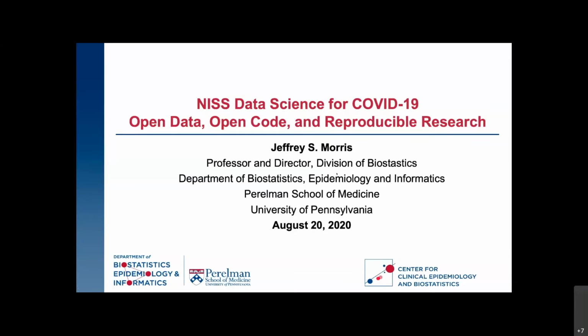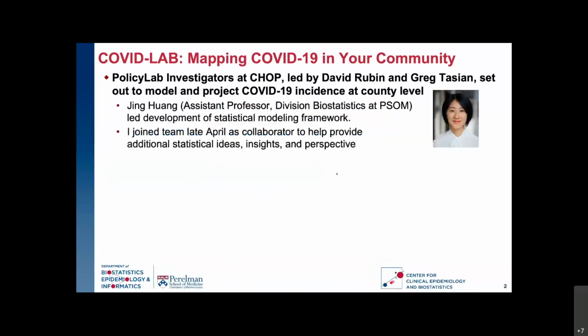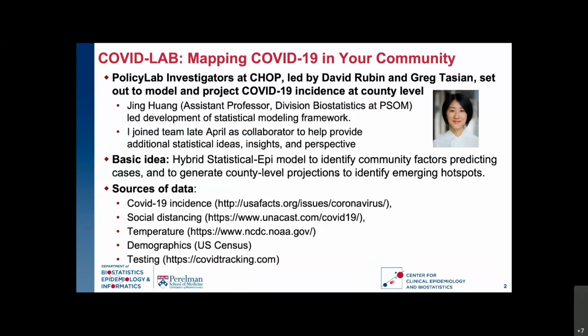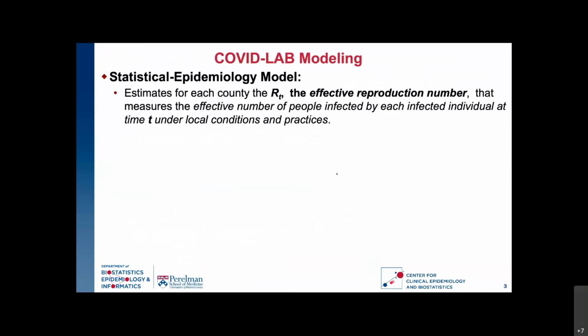So briefly, I just want to mention a modeling effort that I'm involved in with Policy Lab investigators at CHOP, and our goal is to build hybrid statistical epi models to identify factors predicting cases, to generate county level predictions, and identify emerging hotspots. The data used for this modeling integrates a lot of different public sources of data together with the goal of trying to identify these factors and get accurate projections.